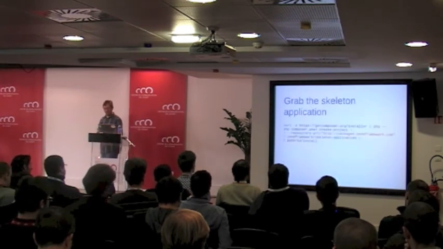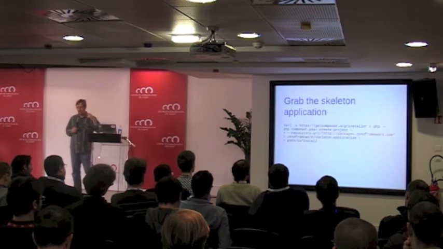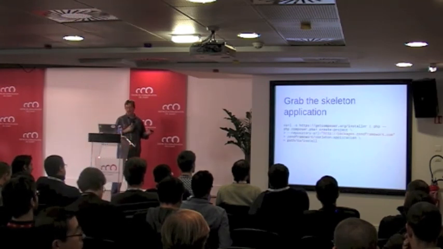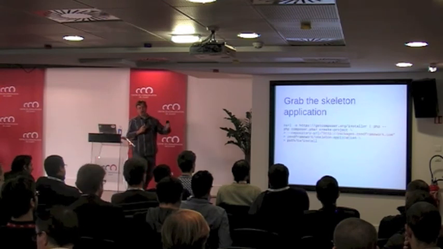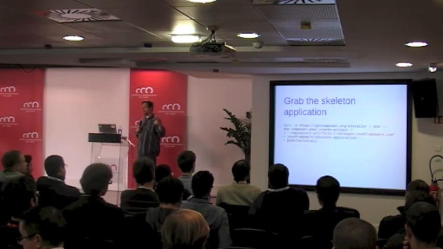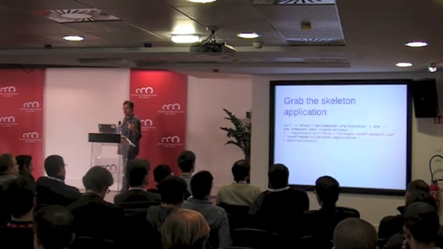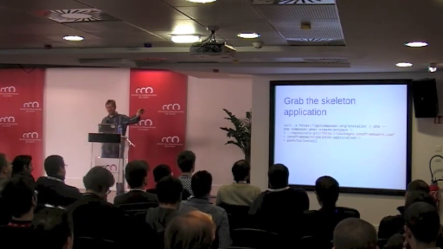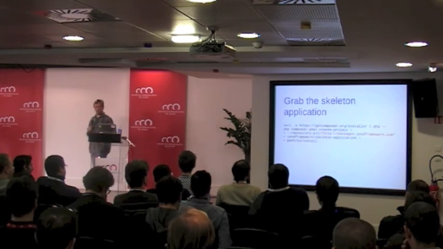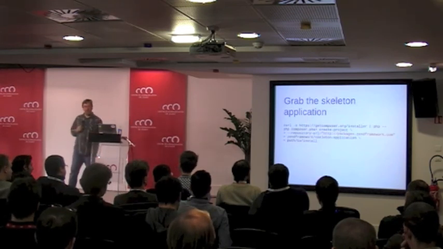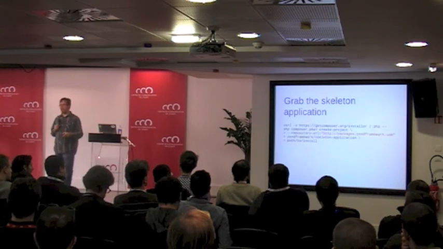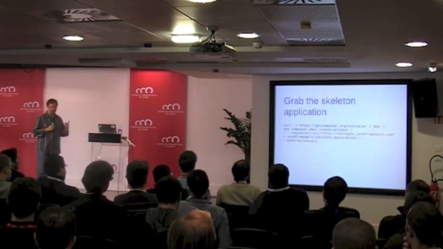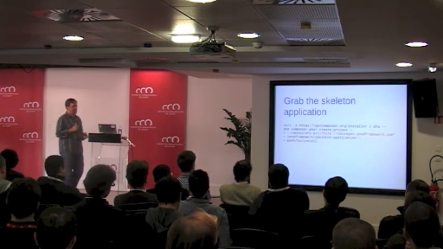So you grab the skeleton application. The easiest way is through Composer. You grab Composer, and you say composer.phar create-project. You give it our repository URL because we have our own Composer repository for a bunch of reasons. And then you tell it to install the Zend Framework skeleton application, and you give it a path to install it at. And this will go and grab the skeleton application, and then it will run and try to get Zend Framework for it and everything else that you need.